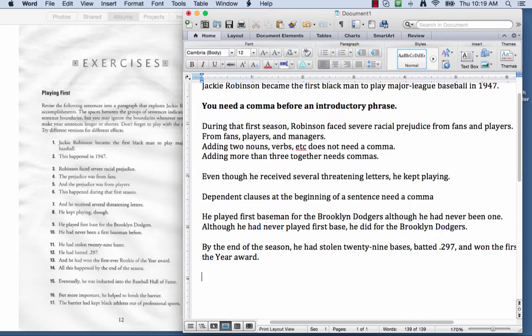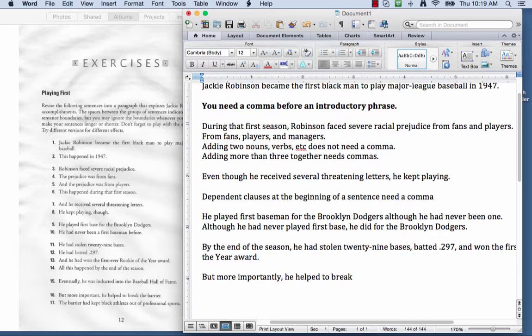So, the next one you don't need to work, that's just what they put in there. So the last one is, but more important, he helped to break the barrier that had kept black athletes out of sports. Well, this is kind of a little complicated one. It should be more importantly. I'm sorry, don't worry if you put that. It's just one of my pet peeves.